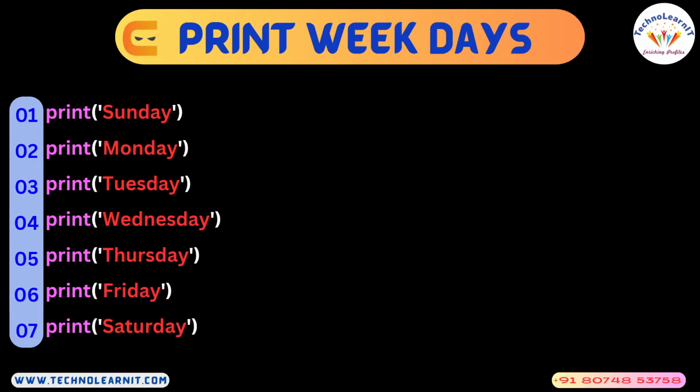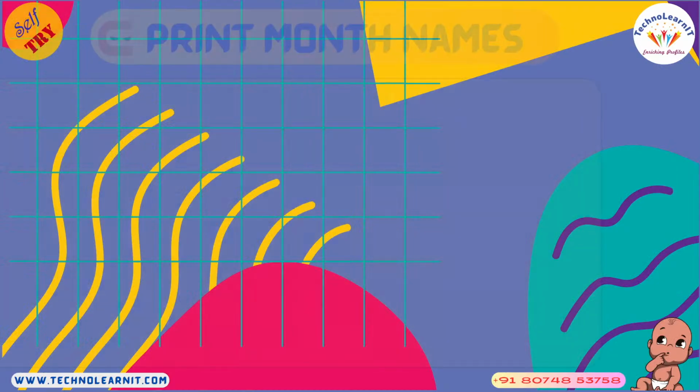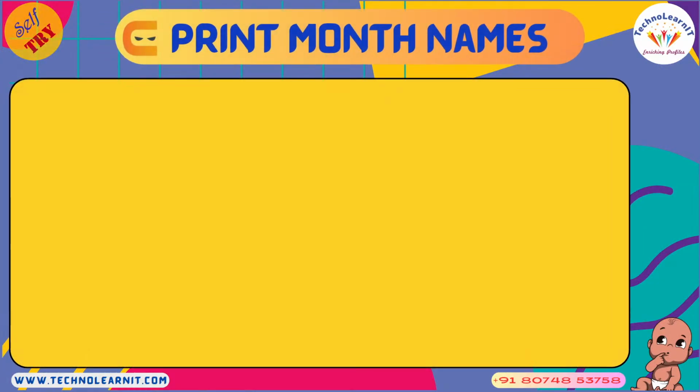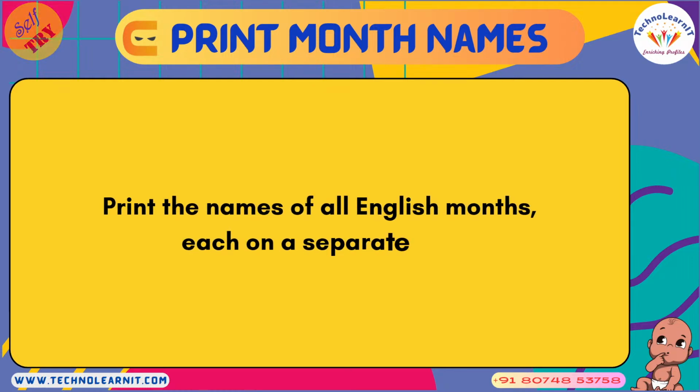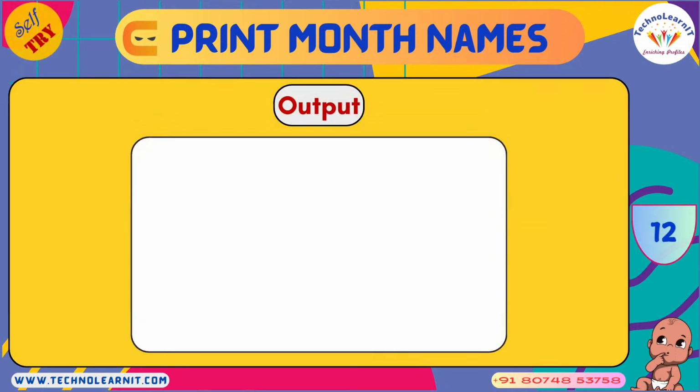This brings us to the end of the first program, and let's move on to the next program of this session. This is a self-try program that allows you to practice on your own. The description of the program is: print the names of all English months, each on a separate line. I hope you got an idea, and the output looks like this.